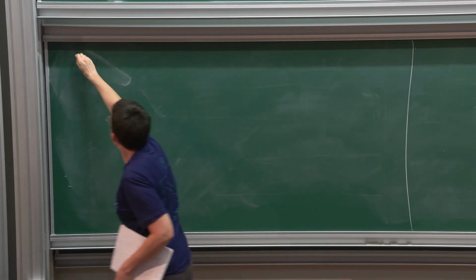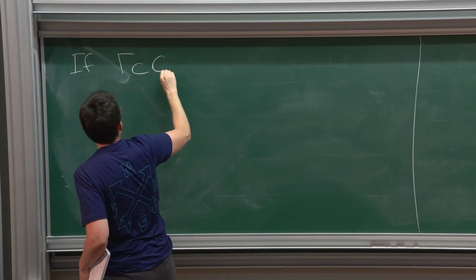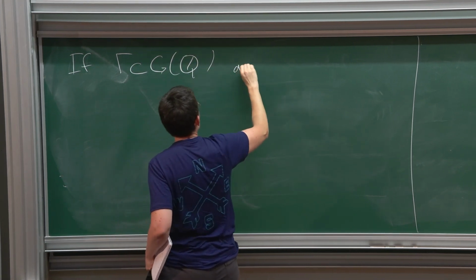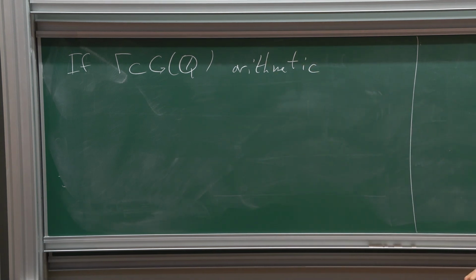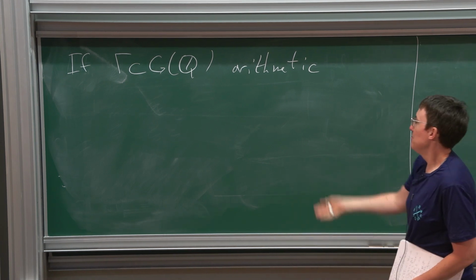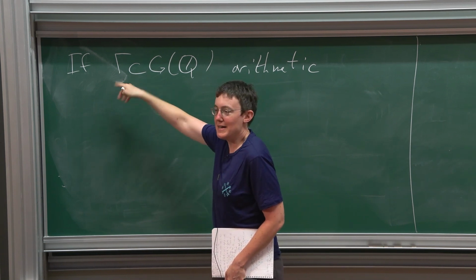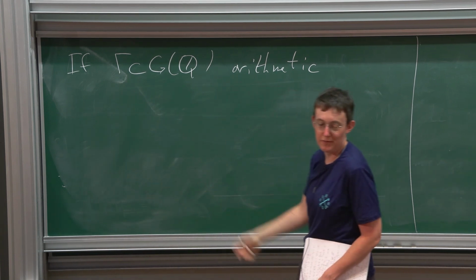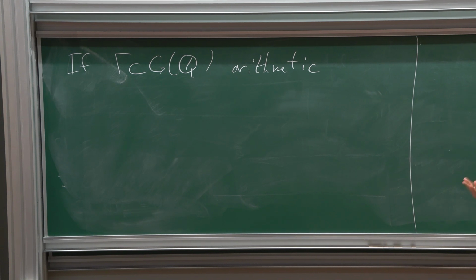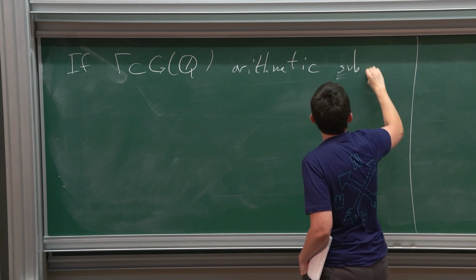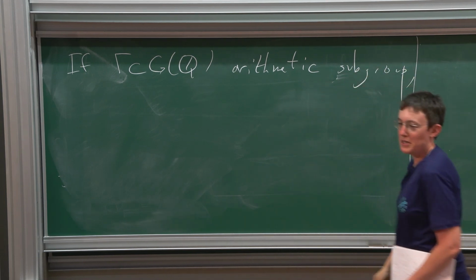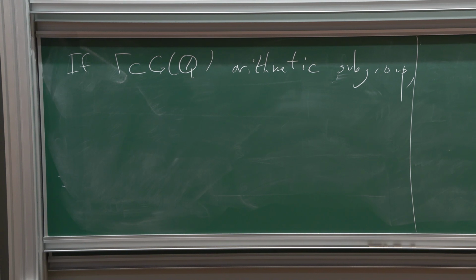So if I have gamma in G(Q), that is an arithmetic subgroup. So what is an arithmetic subgroup? Basically, it is G(Z). Of course, G(Z) is not well defined. It depends on an embedding of G into GL_n. So what it actually means is a gamma that is commensurable with some choice of G(Z), and that does not depend on the choice. But if you're working with GL_2, think of a finite index subgroup in GL_2(Z).